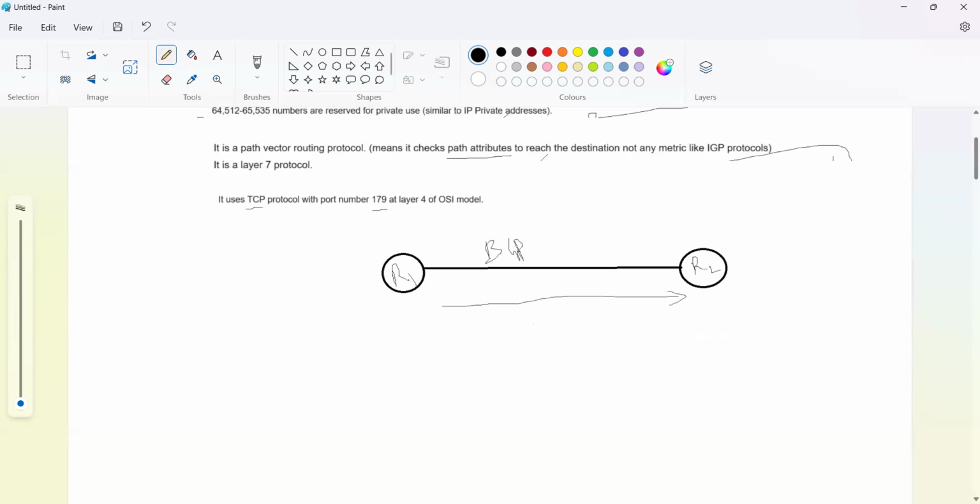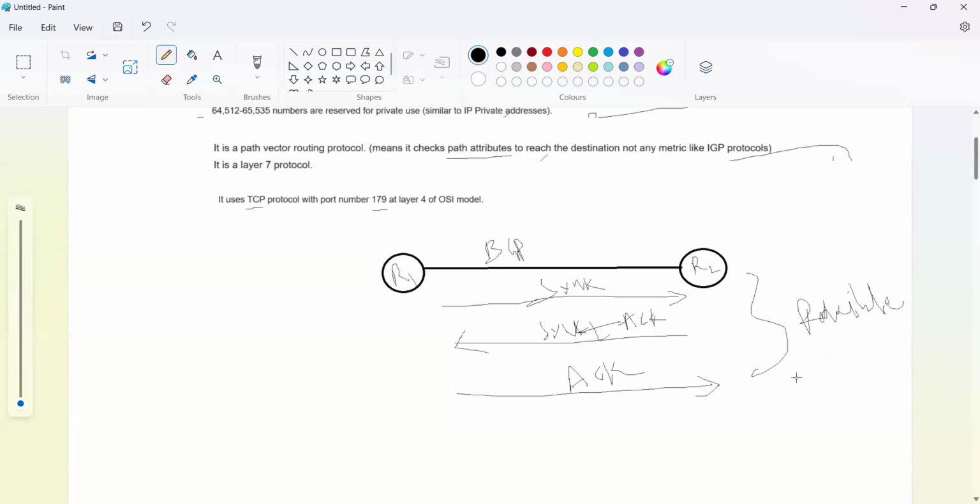In general TCP, you can assume R1 as a server and R2 as a client. The server sends one SYN packet. It creates the reliable connection between two routers, or client to server, you can assume. So R1 is sending a SYN packet, and when R2 receives it, it gives the reply SYN plus ACK, acknowledgement. Once it is received, it gives the acknowledgement: I got your information. It is a kind of reliable connection. BGP also works likewise.